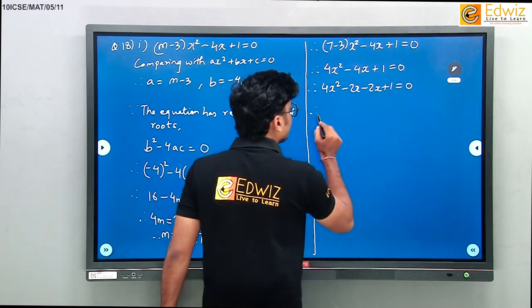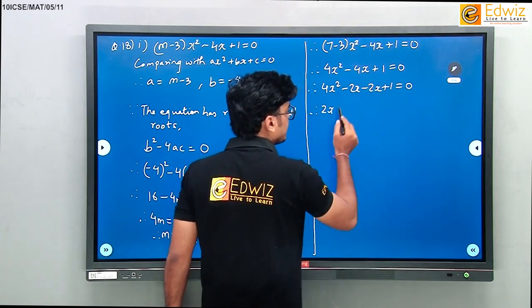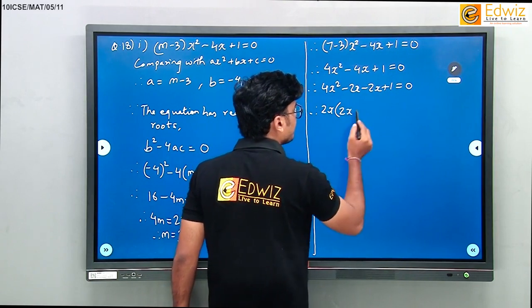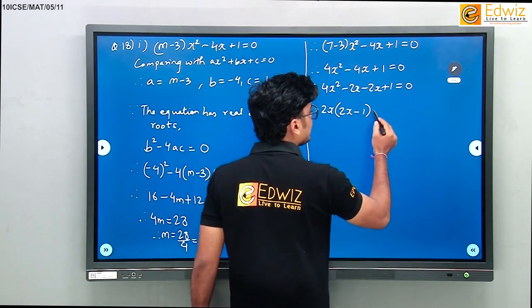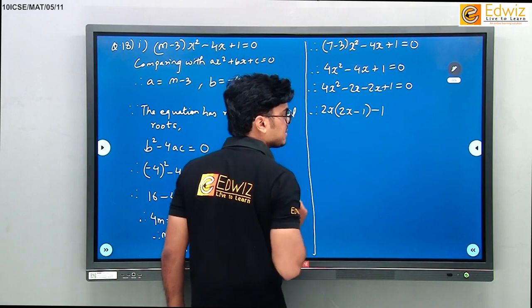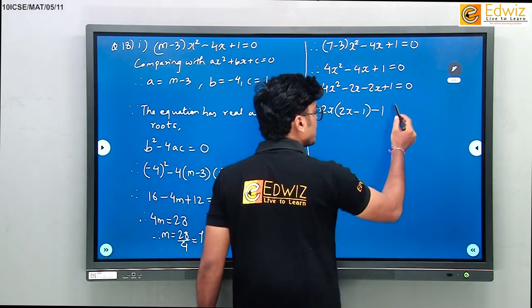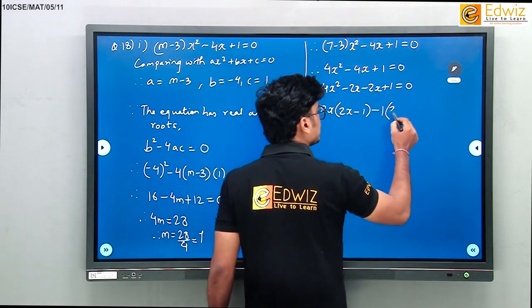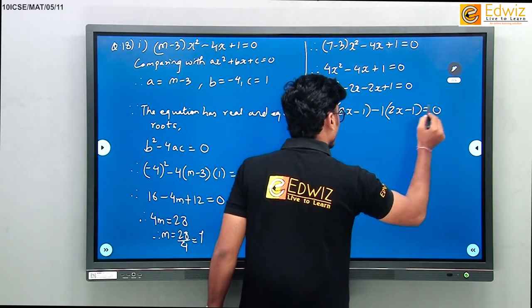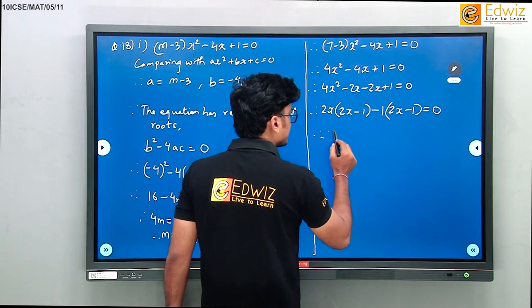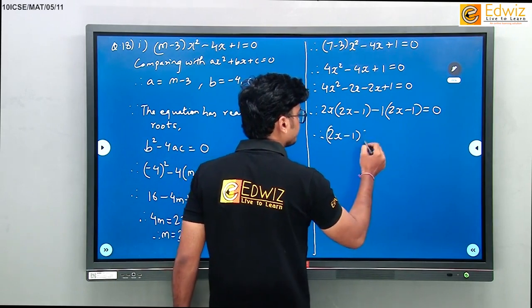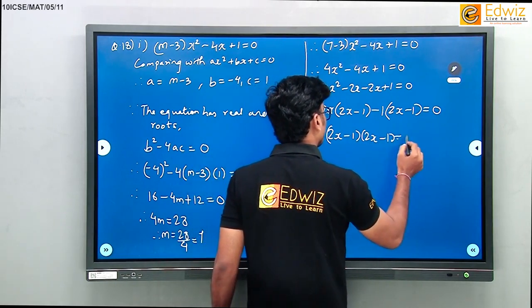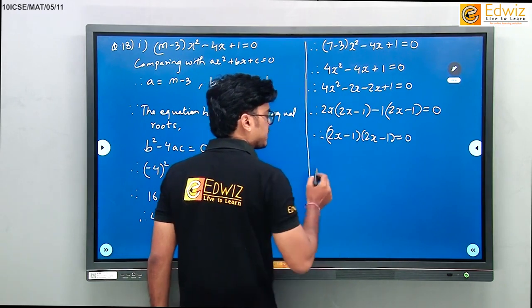Take 2x common here. 2x will be left, minus 1. If I take minus 1 common here, since there is nothing common, I have taken minus 1 common. If you take a negative number common, the sign will change. It will become 2x minus 1. So take outside the common part: 2x minus 1, 2x minus 1.